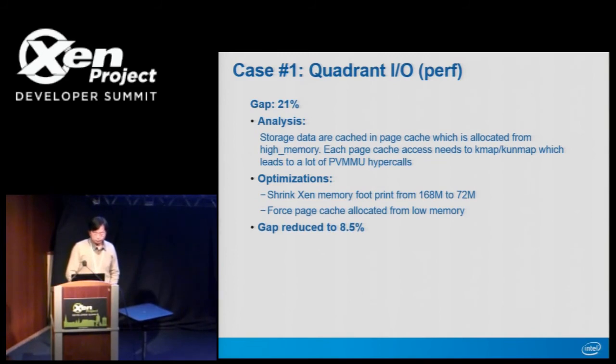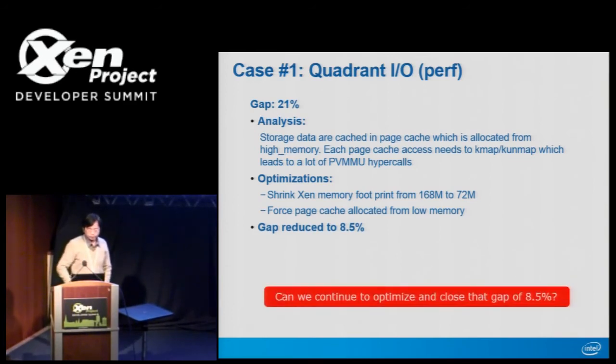Instead of modifying Xen itself, we modified Android itself. First, we shrank the Xen memory footprint from 168 megabytes to 72 megabytes. In this way, we can get more low memory in domain zero. Then we forced the page cache to be allocated from low memory. In this way, the page cache can be accessed by kernel address, with no need to use kmap to get the virtual address. In this way, we can reduce the gap from 21% to 8.5%. The question is, can we continue to optimize and close that gap of 8.5%?